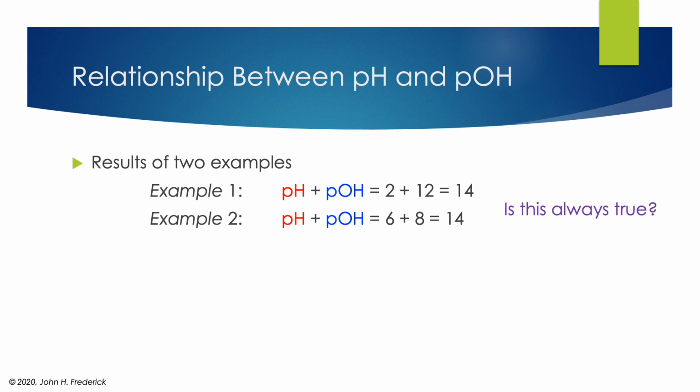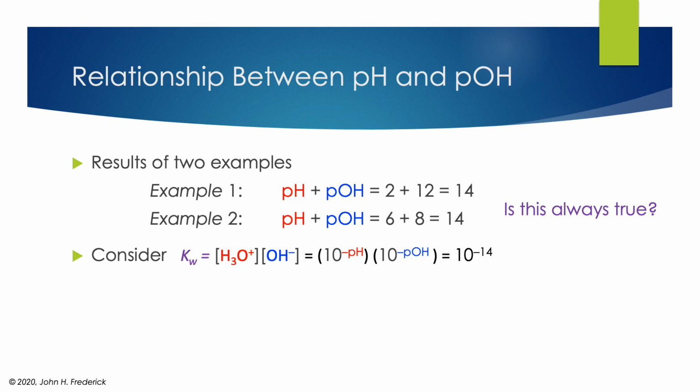So we might ask, is this always true? Well, let's consider that equilibrium that has Kw as its equilibrium constant. Kw is equal to the product of the hydronium ion concentration and the hydroxide ion concentration, and I said that it is always equal to 10 to the minus 14 when we're in an aqueous solution. So let's unwrap that in terms of pH and pOH. If I write the hydronium ion concentration as 10 to the minus pH, that's just the definition of pH, and I write the hydroxide ion concentration as 10 to the minus pOH, that's the definition of pOH, I can write this. Now I know that that's equal to 10 to the minus 14.